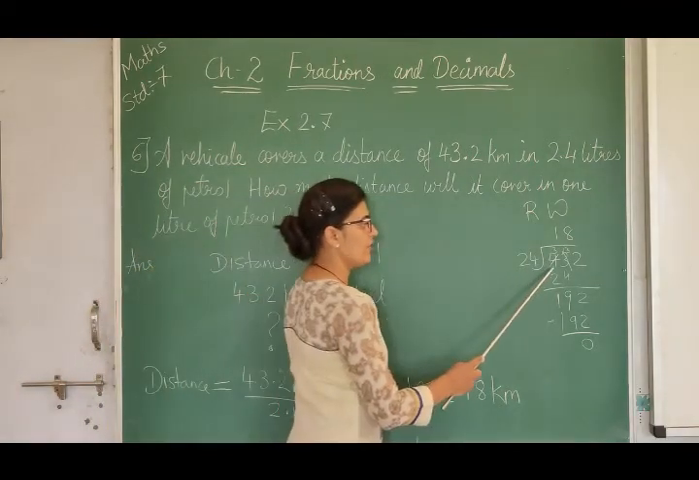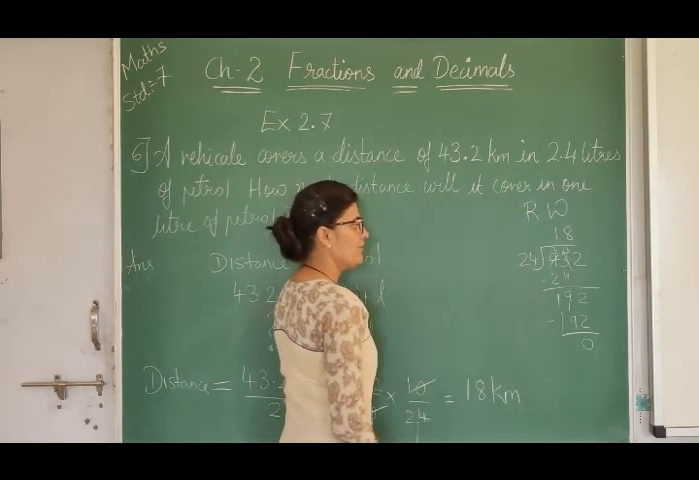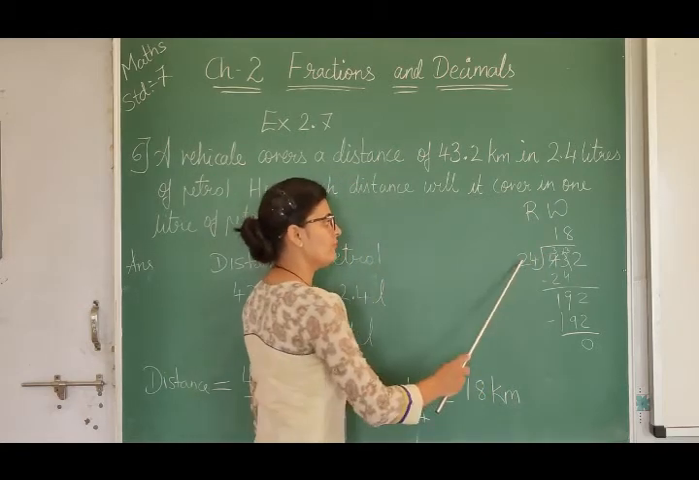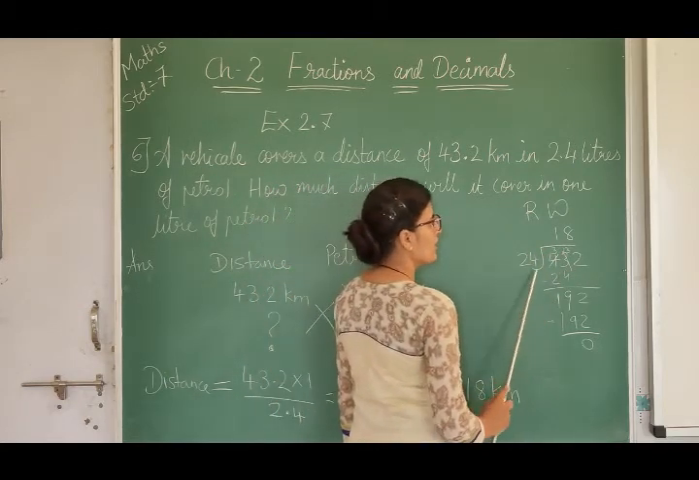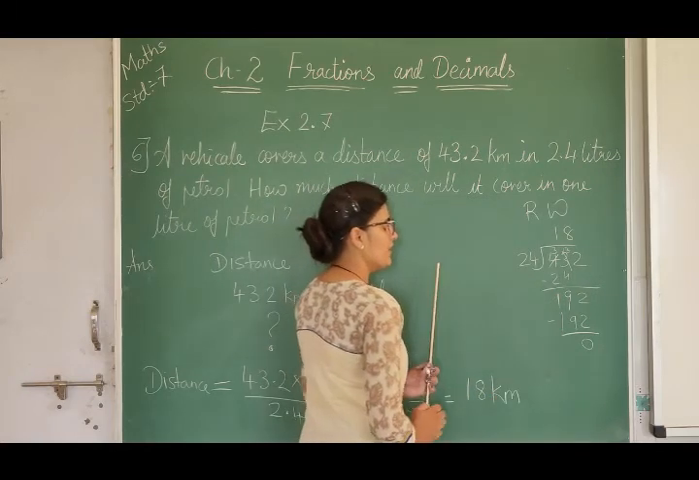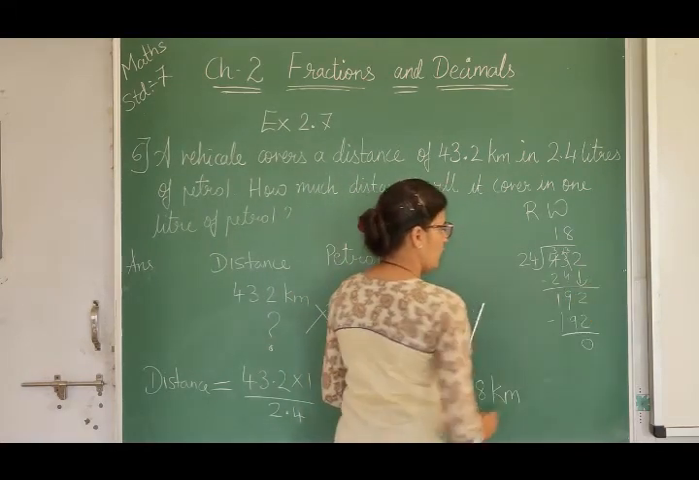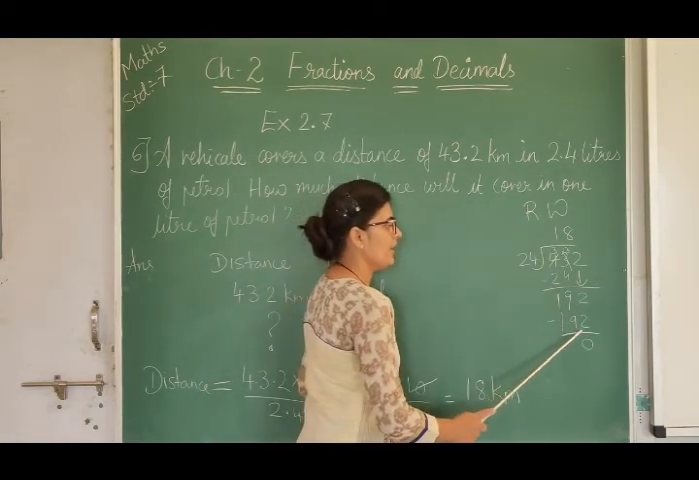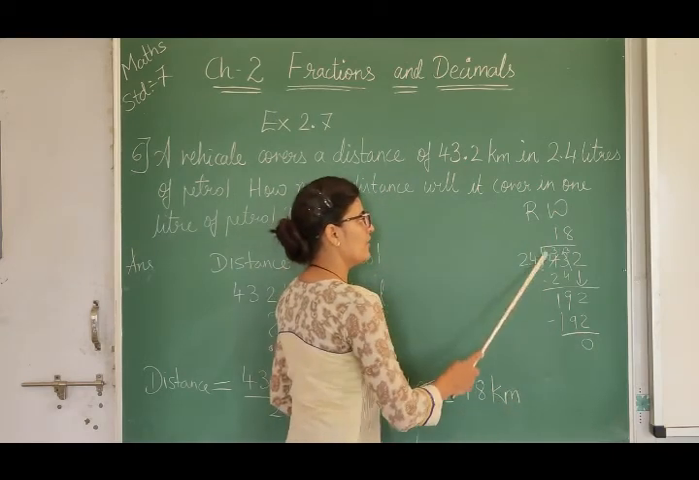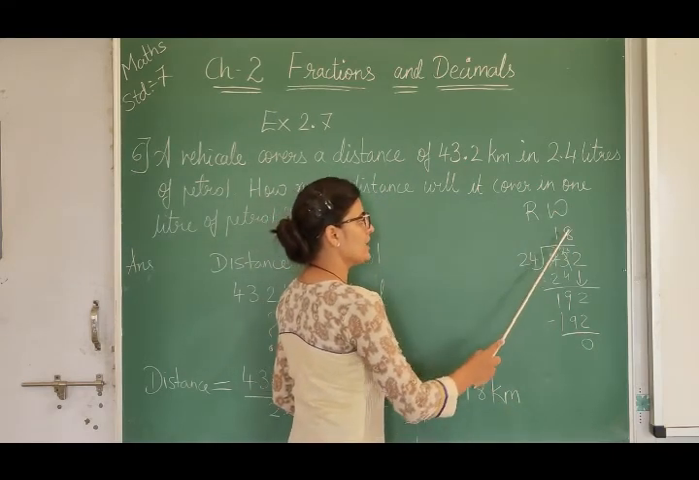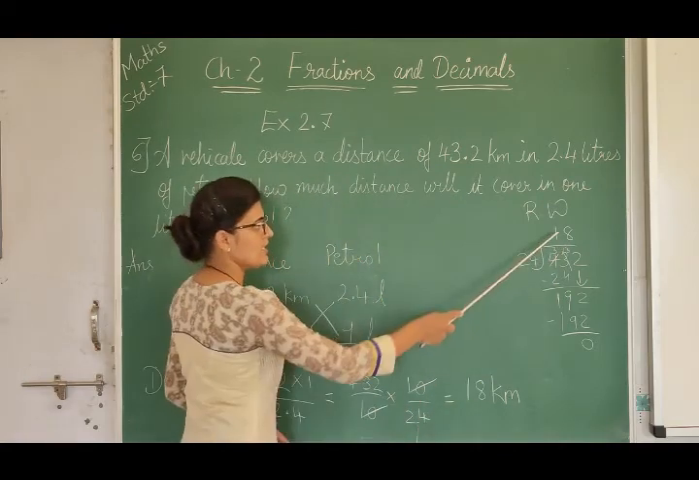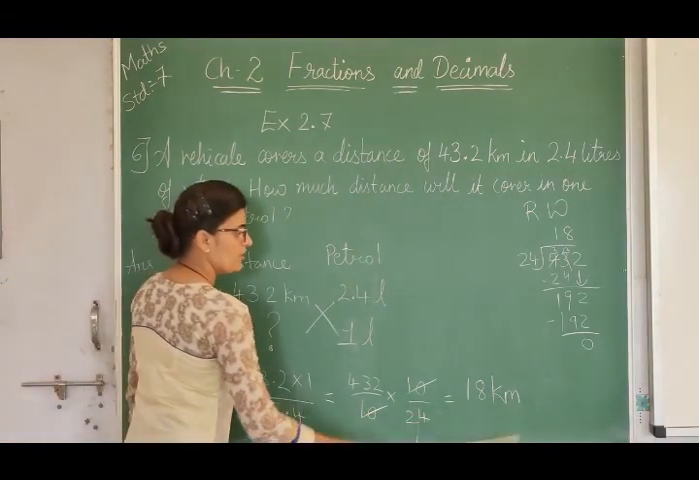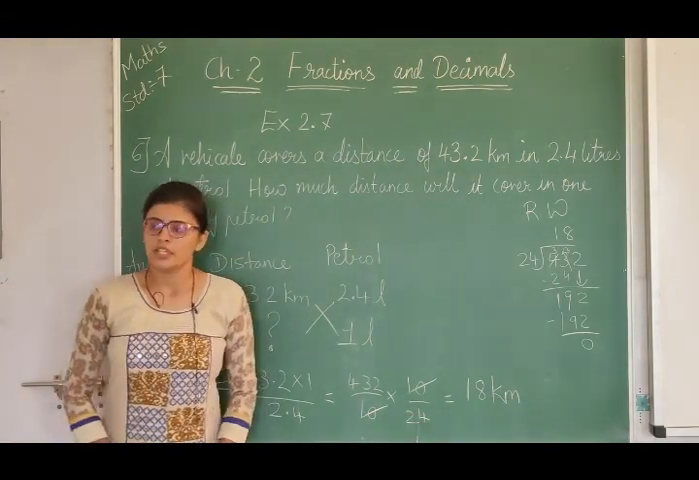Here we have to do a little rough work. 432 divided by 24. So 43 is more than 24. So 24 ones are 24. So 43 minus 24 will be 19. So 2 will be dropped down. 192. Now 24 8s are 192. The remainder is 0. So we can write down 24 18s are 432. So the answer is 18 kilometers. So here we are finding the distance, so it will be kilometers. So this is all about this chapter.